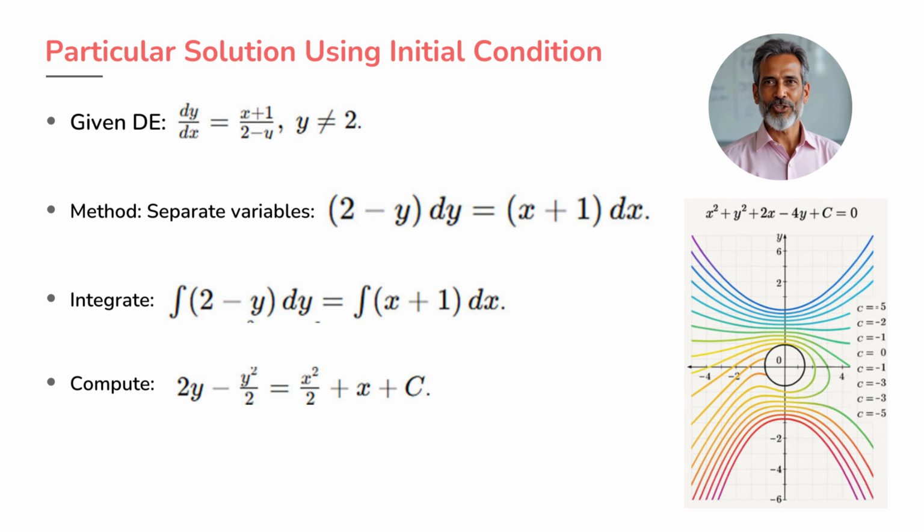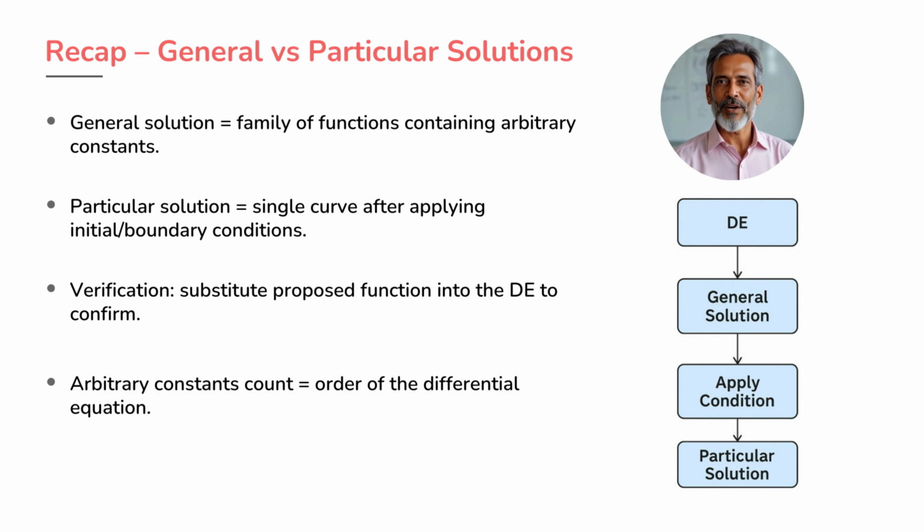If we had an initial condition like y equals 0 when x equals 1, we could plug it in to fix the constant and get the particular solution. So here's the moral. General solution is wide and flexible, but initial conditions lock it down into a single, precise curve. Alright, time to wrap it all up.